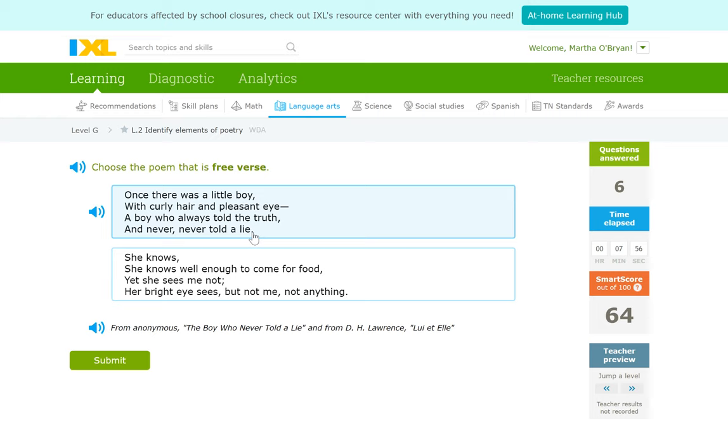That reads like a regular poem, like a regular rhythm, and we also have the rhyme between I and lie, so I'm thinking that's probably not the answer. Let's read this one.